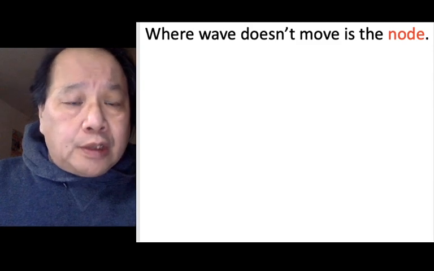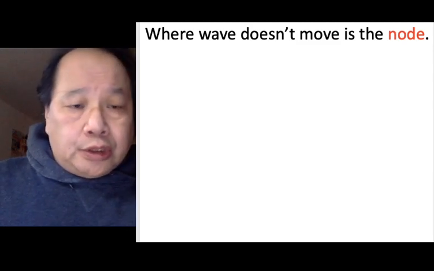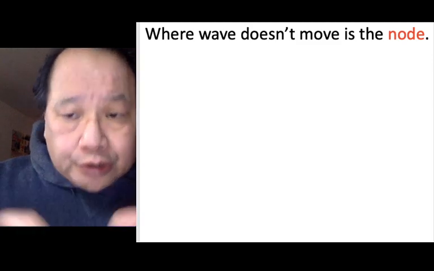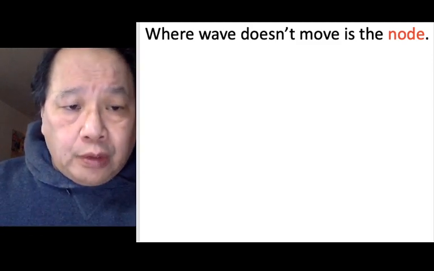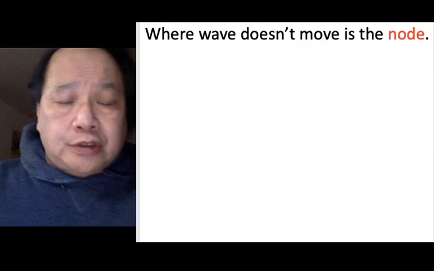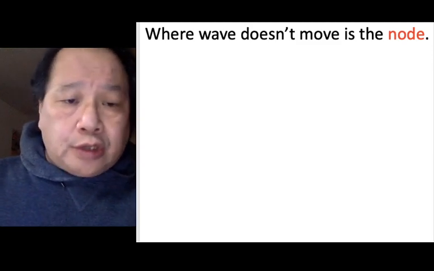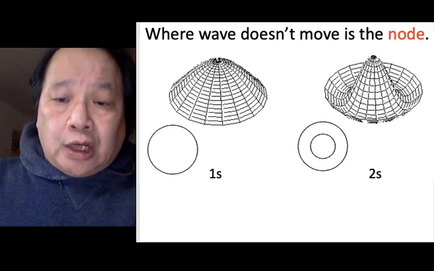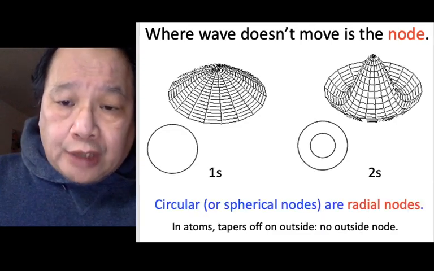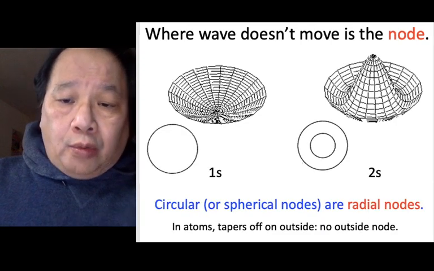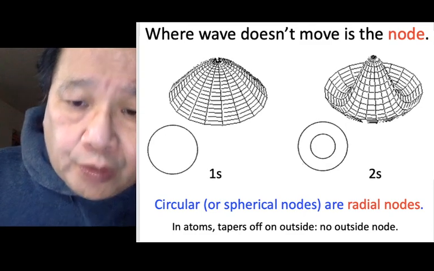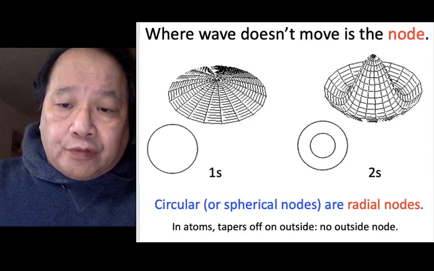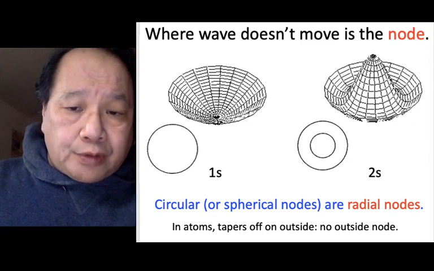The first nomenclature we want to learn is the node. The node is where, in the interior of the wave, it's not moving. So let's look at a wave that we know from last time, the 1s. And here's a movie of the 1s. Where in the interior of the wave is it not moving? Just put it in the chat. Is there anywhere in the interior of the wave that the 1s is not moving? Put it in chat.